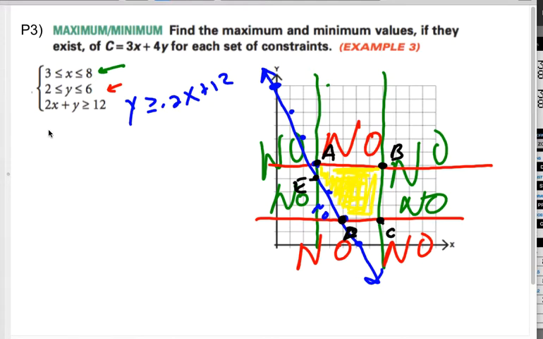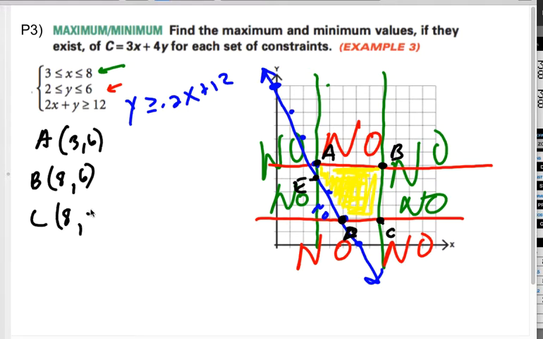The reason green and red are predictable is that we're given the x and y values already, right? So this spot, A, is where x is 3 and y is 6, so A is 3, 6. B is where x is 8 and y is 6. C is where x is 8 and y is 2. Now, when we get to D and E, we're actually going to have to pay attention.